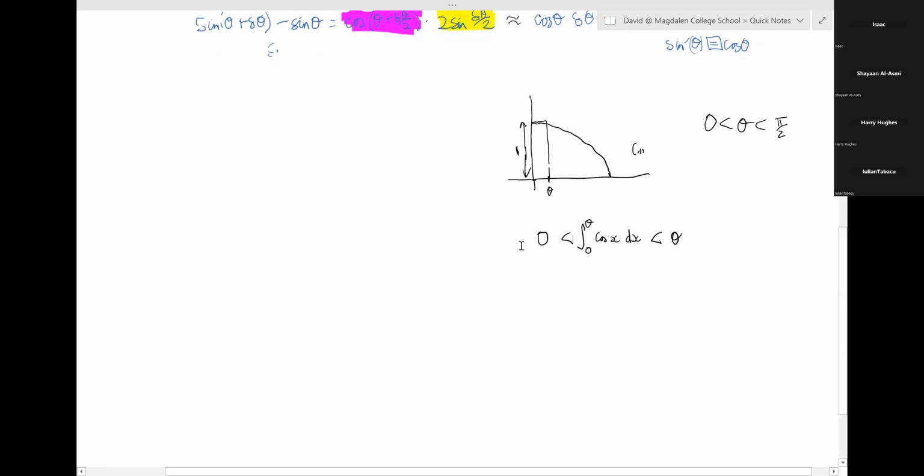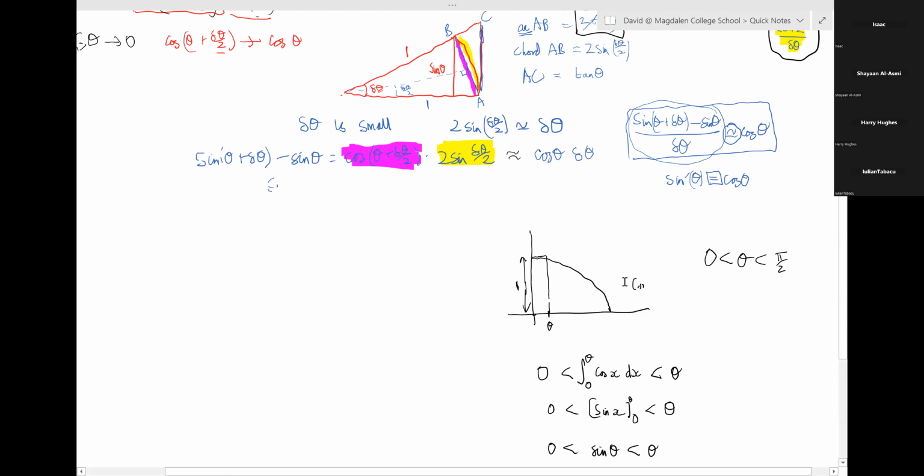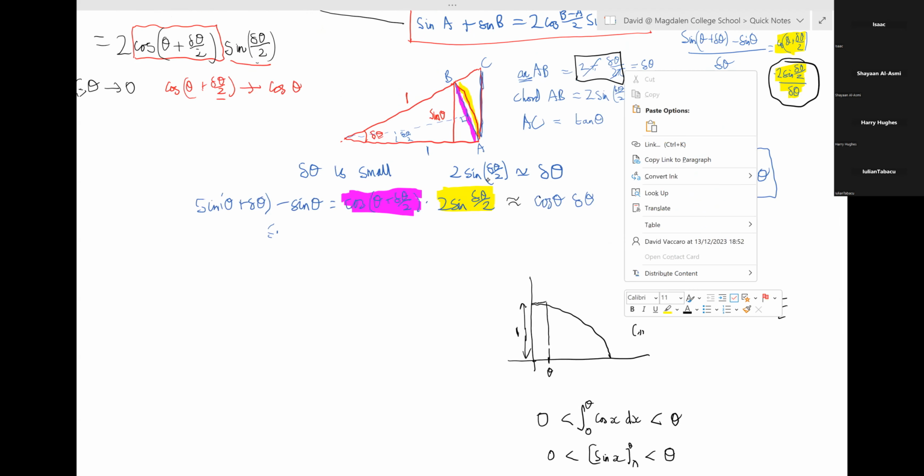So what we can do now is integrate, and we know that the integral of cos theta is sine x, because we've just shown that sine x differentiates to cos x. And then when I put in my limits, I get that 0 is less than sine theta is less than theta. And this actually puts sort of mathematical flesh on the bones of when we said that sine theta is approximately equal to delta theta.